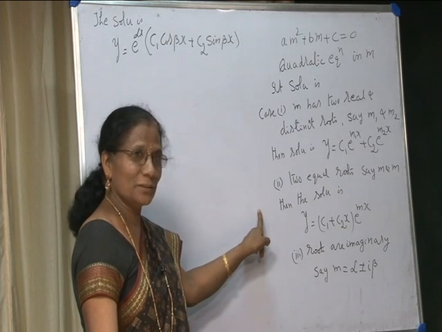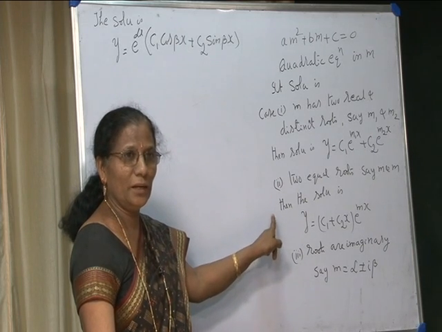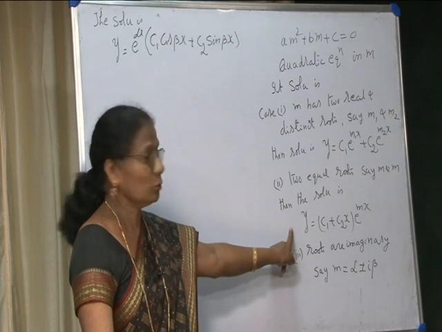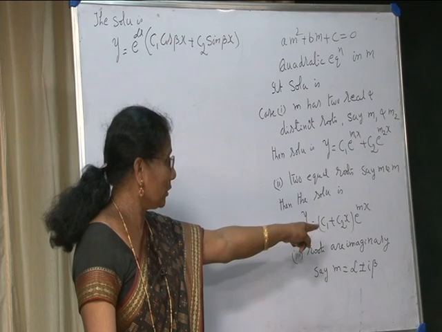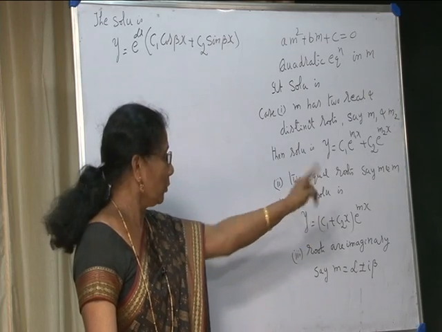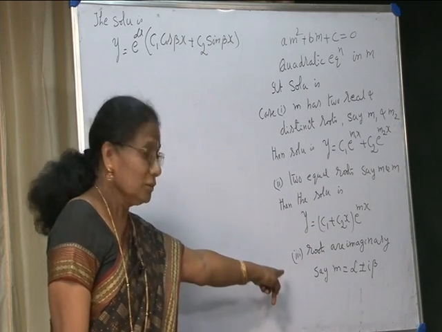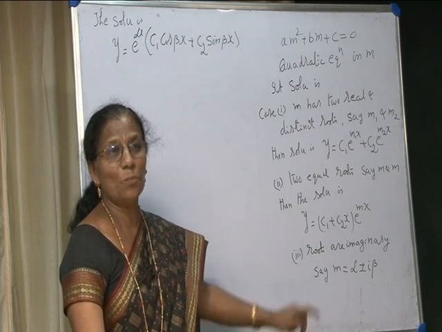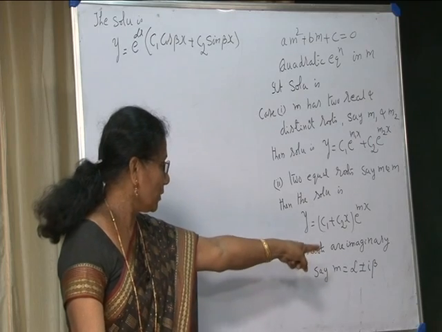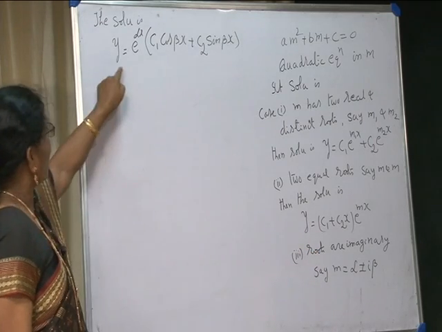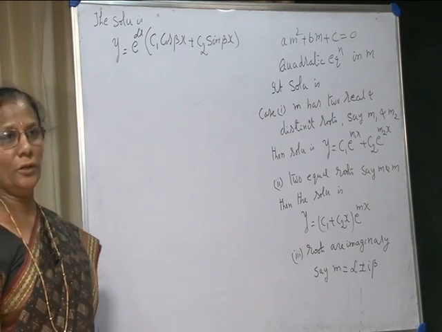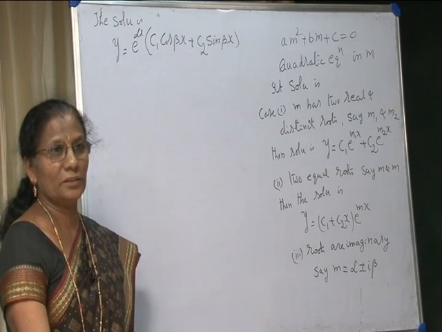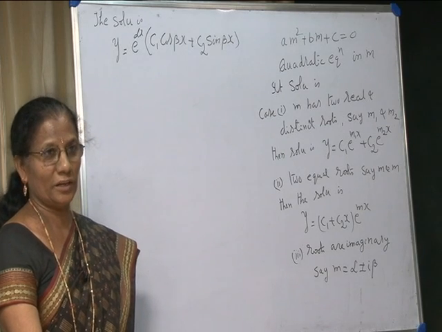The second case, roots are equal, say m and m, then the solution is (c1 plus c2x) whole, e to the power of mx. In the third case, roots are imaginary, that means roots are complex numbers, say alpha plus or minus i beta, then the solution is y equals e to the power of alpha x into (c1 cos beta x plus c2 sin beta x).